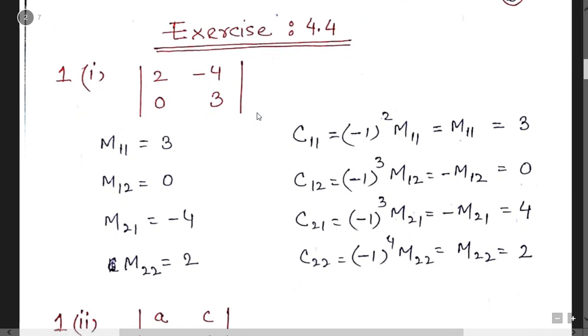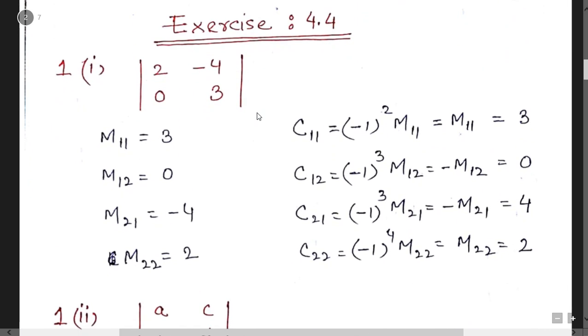Now start with exercise 4.4. This exercise is also a simple one. 2, minus 4, 0 and 3. These are the 4 elements. What about M11? It means first row and first column. You have to leave the first row and first column to calculate the value of the minor. It's 3. Similarly M12 is 0. And M21: leave this row and this column. The answer is minus 4.